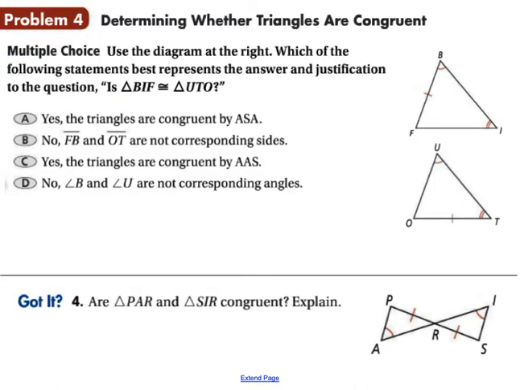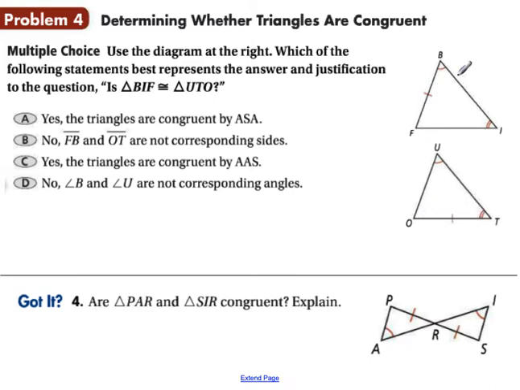In these next couple of questions, we are going to determine whether the triangles that were given in the figures are congruent just by the markings on the triangles. So let's take a look. We have angle B congruent to angle U, angle I congruent to angle T, and then they're telling us side BF is congruent to side TO.